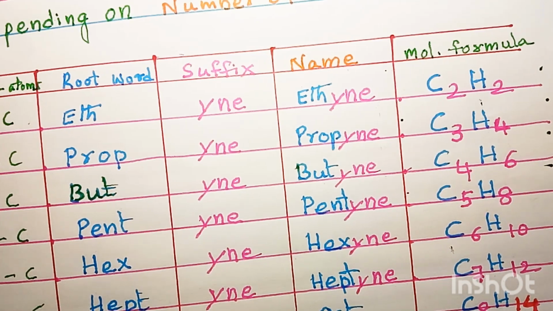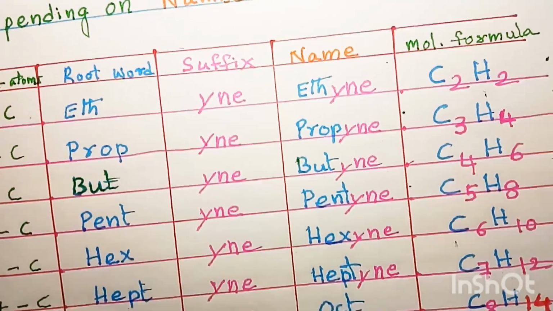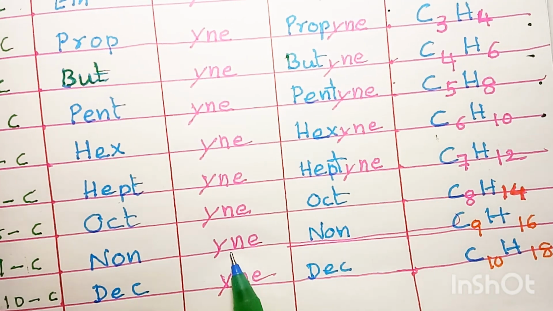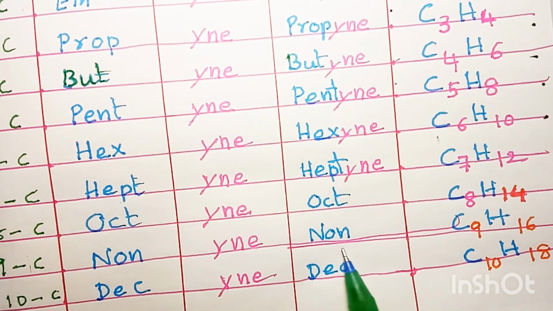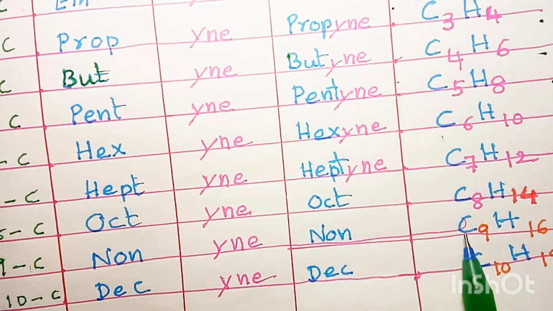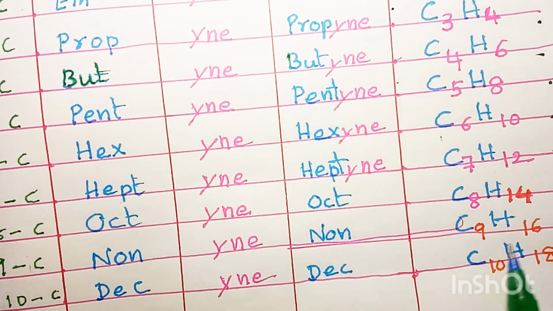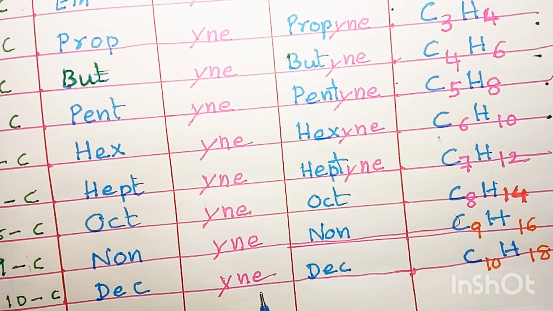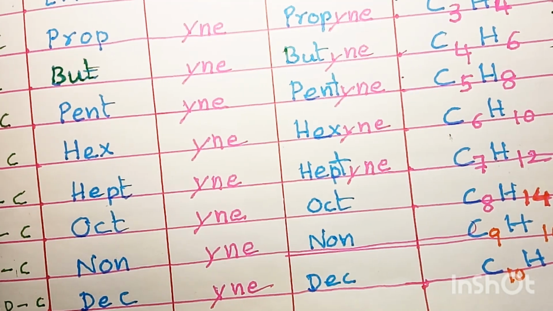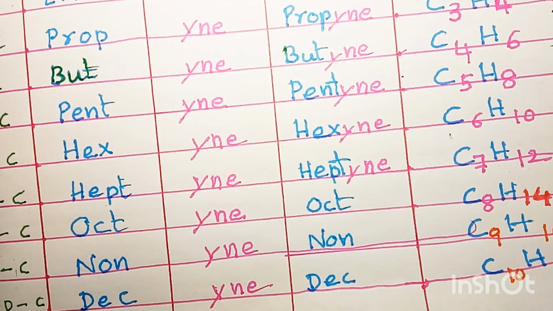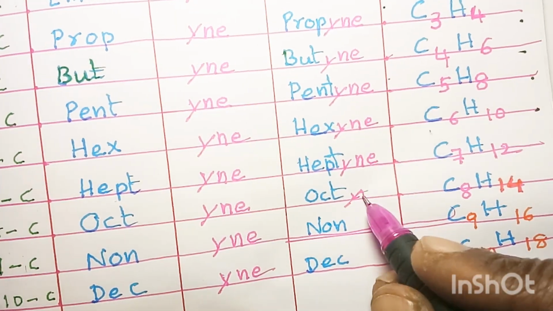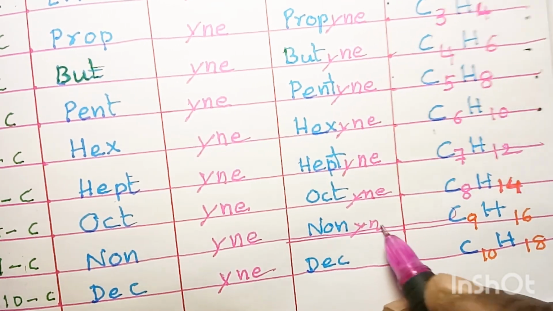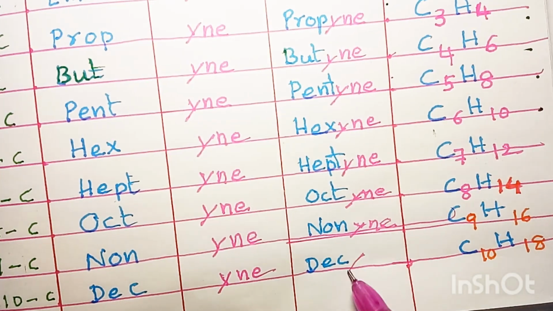9 carbon atoms, non. 9 stands for non. And the suffix is "-yne". So the name will be nonyne, that is C9H16. 10 carbon atoms, dec plus yne will become decyne. So this will be octyne, 9 carbon atoms will be nonyne, 10 carbon atoms will be decyne.